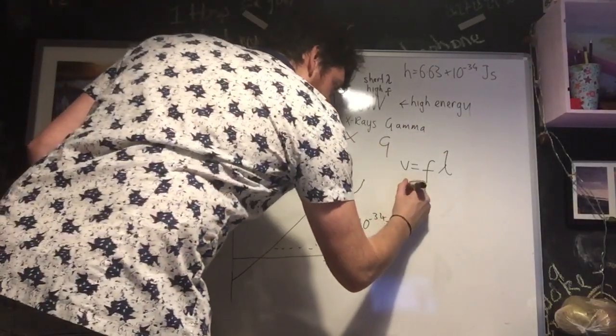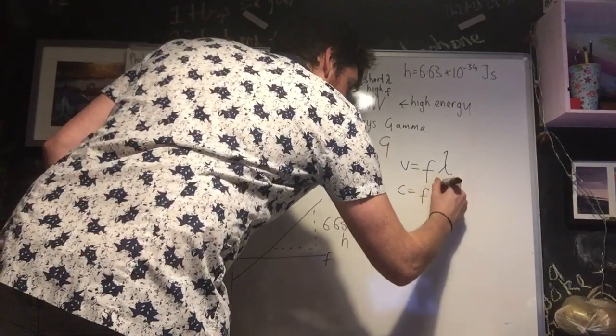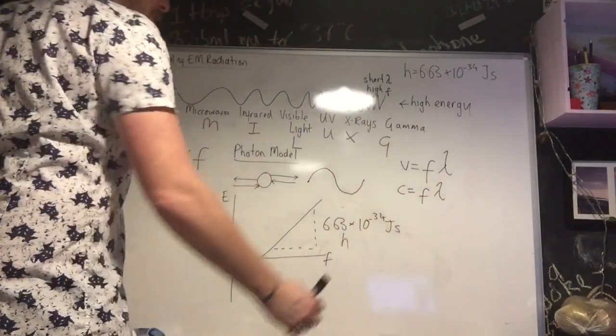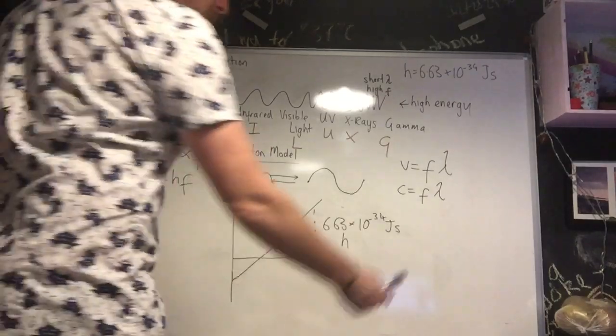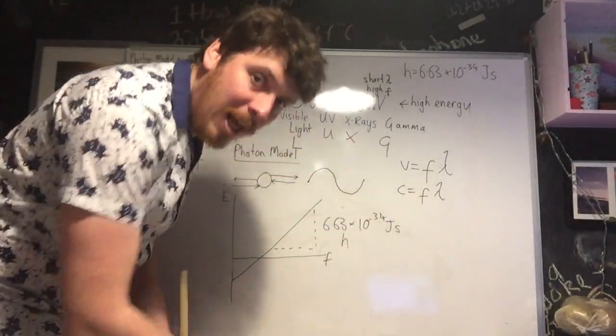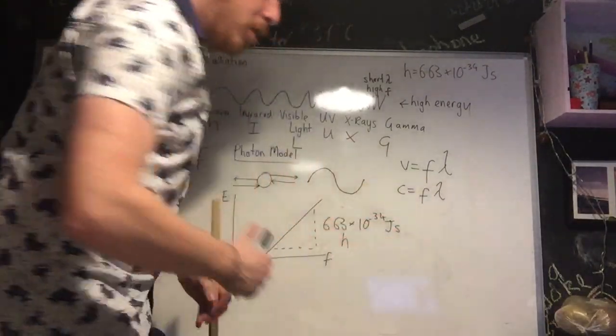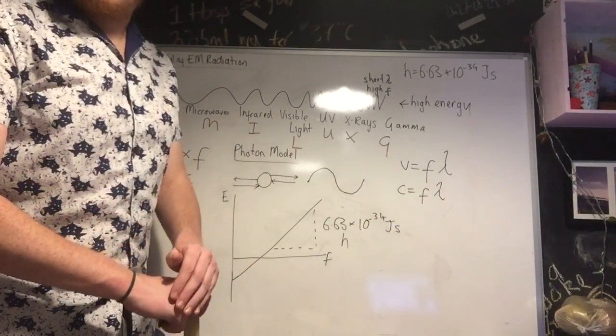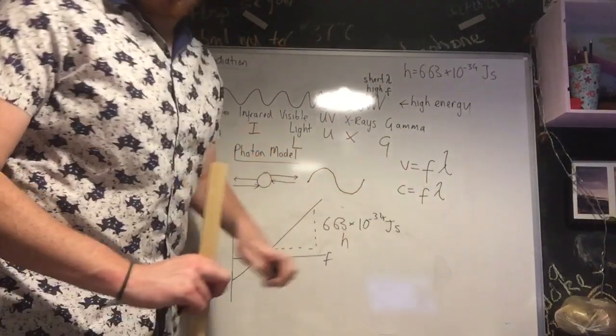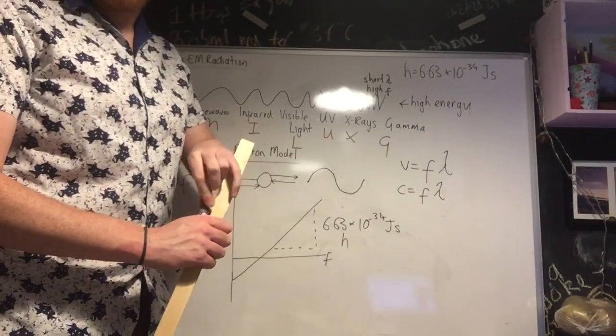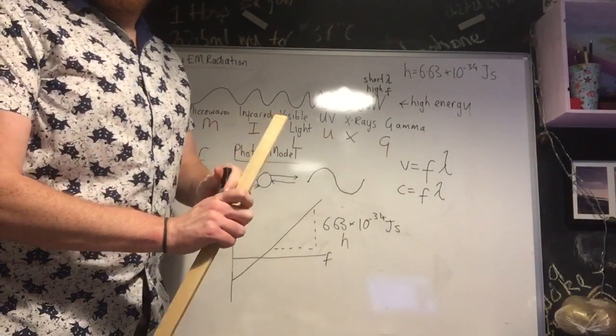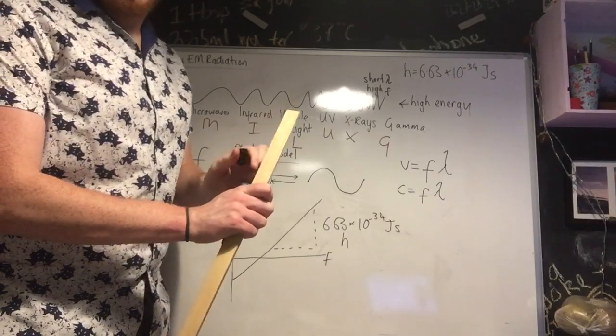What we refer to it as at A level is c equals f lambda, where c is the wave speed, f is the frequency, and lambda is... Why doesn't it do plus? Yeah, it's multiplying. You've got times two together. You don't do a lot of adding stuff together at this point, darling. Is that all right? Is that okay?